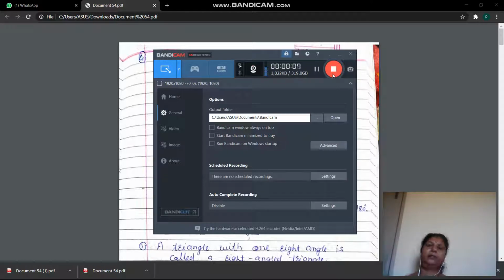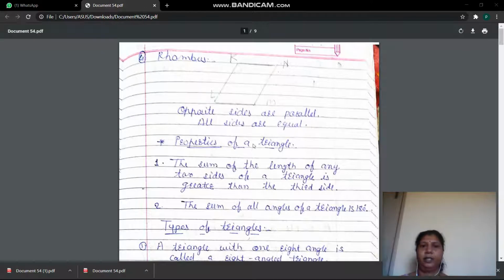So we have started to write the notes on Chapter 7, that is Geometry, right? We have completed quadrilaterals and properties of triangles. Just revise for 2 minutes, okay? The sum of the lengths of any two sides of a triangle is always greater than the third side. The sum of all angles of a triangle is 180. We have solved the exercises on these properties of a triangle, okay?